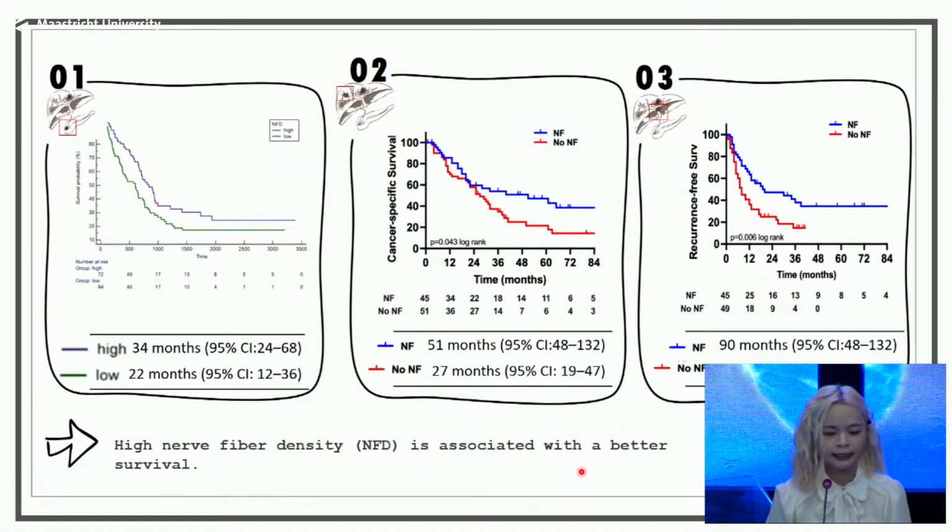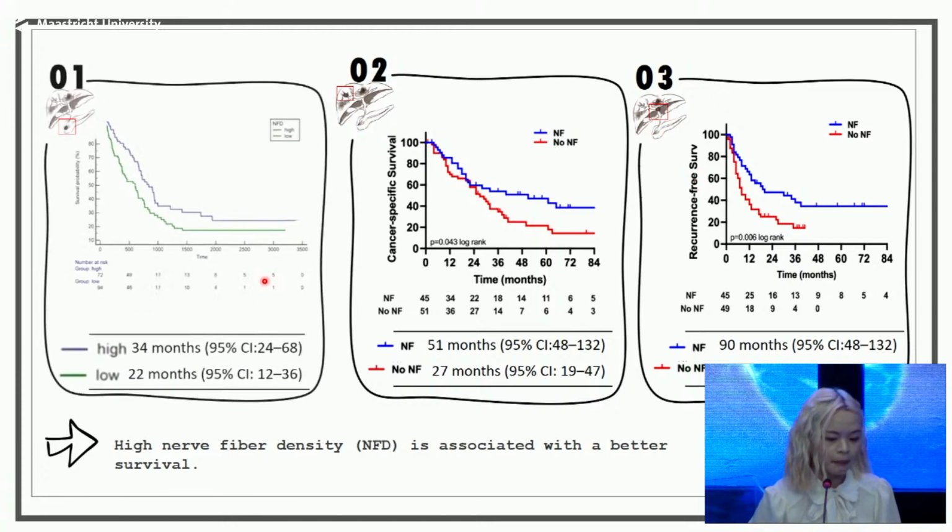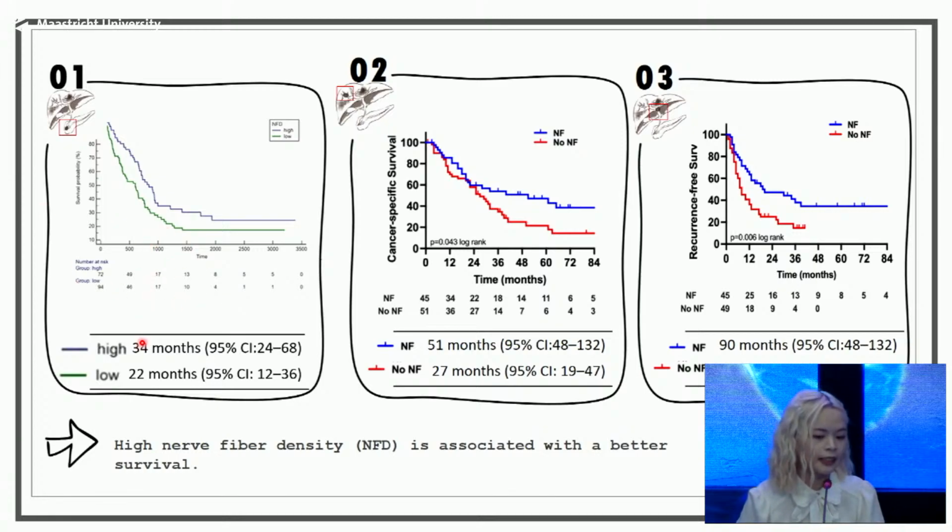So our findings indicate that high NFD is associated with a better survival in PDAC, ICCA, and PCCA patients undergoing surgery. For example, in PDAC, patients with high NFD show a median 5-year overall survival of 34 months, while patients with low NFD had a median overall survival of 22 months.